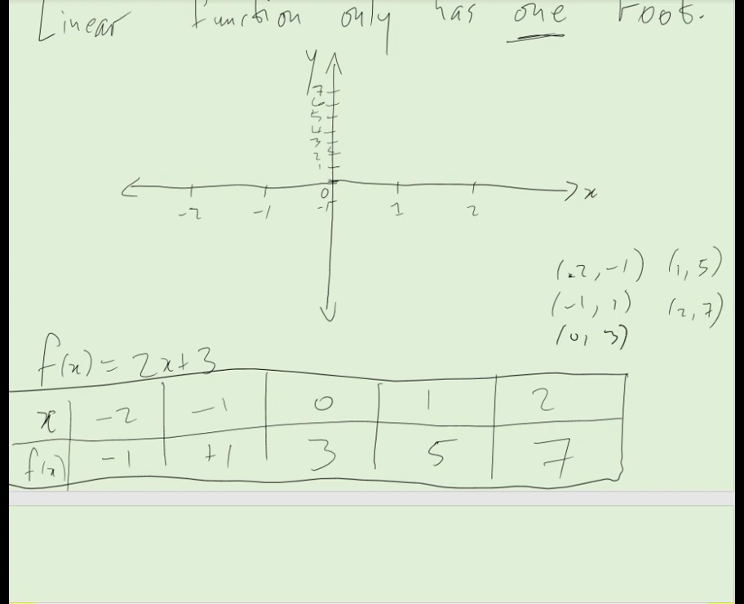So when x is -2, y is -1. So the point will be there. I had to draw it over the 2, unfortunately. When x is -1, y is +1, so we draw it over there. When x is 0, y is 3, so that's on the y-axis. And when x is 1, y is 5. And when x is 2, y is 7. And you can see this is a straight line. And the nice thing is we can just extend it. Okay, I obviously missed all those points, but the point is it goes like that.